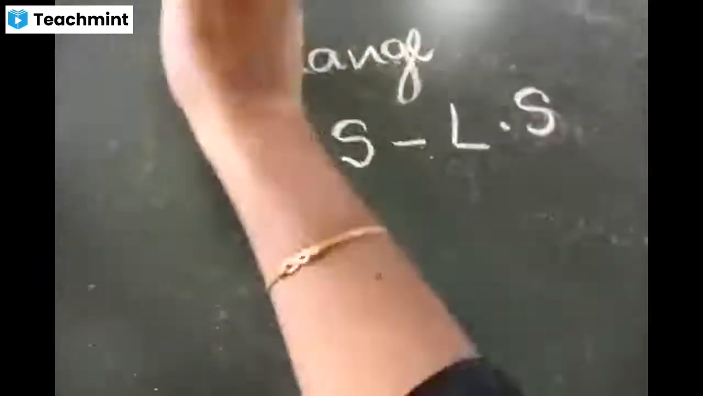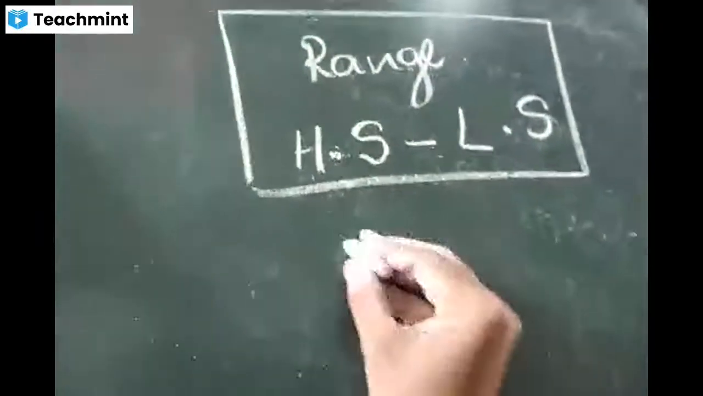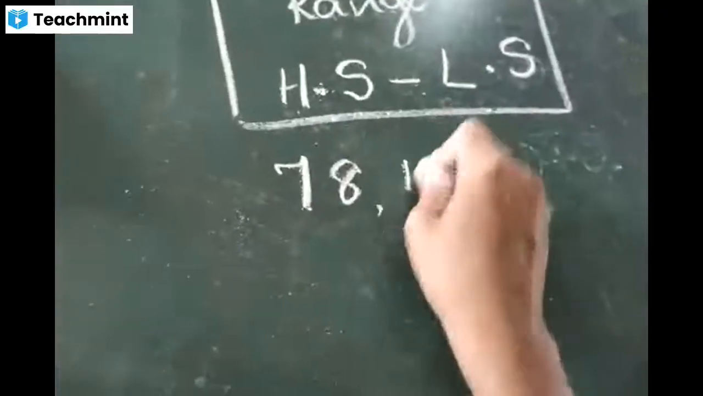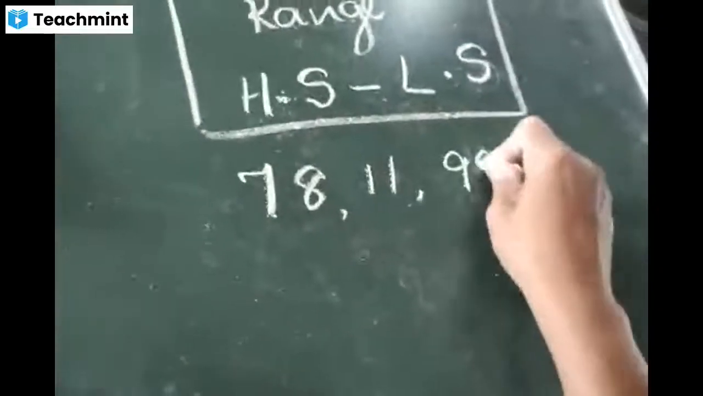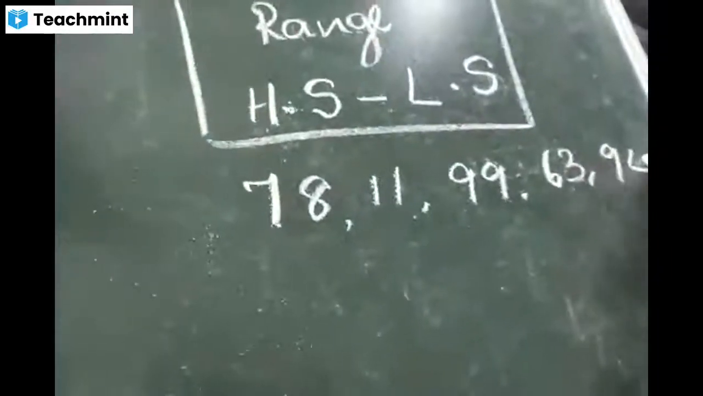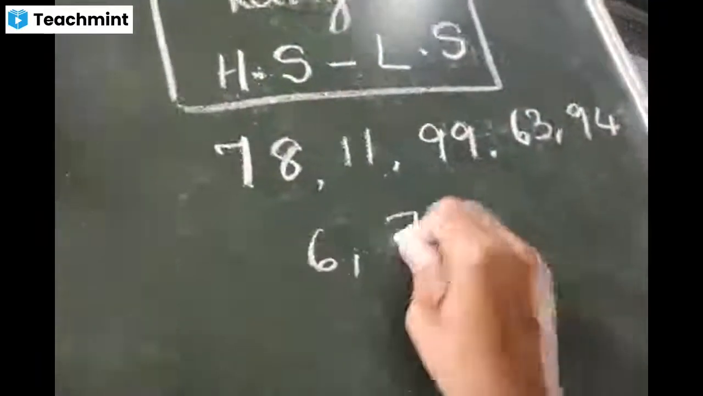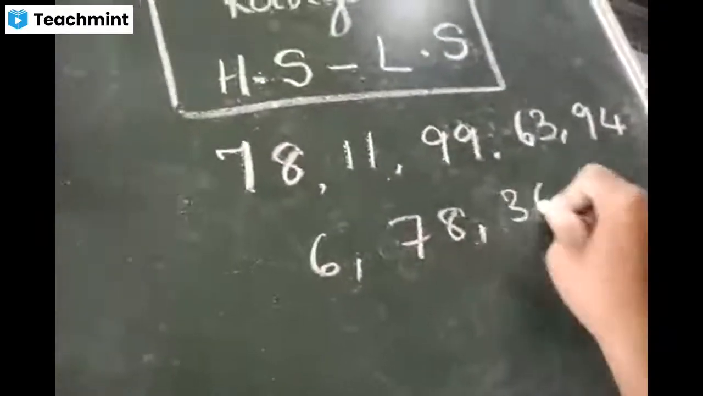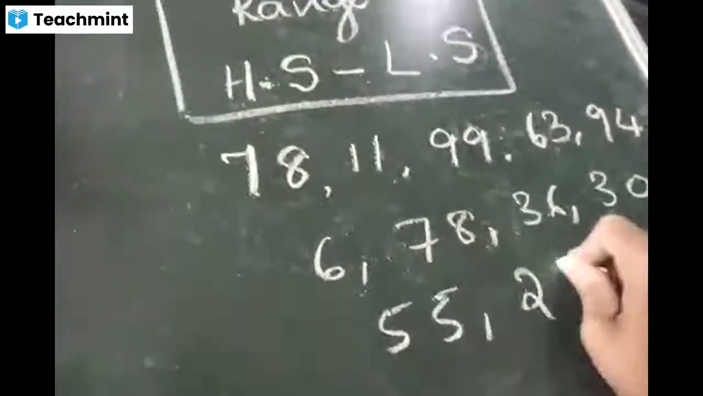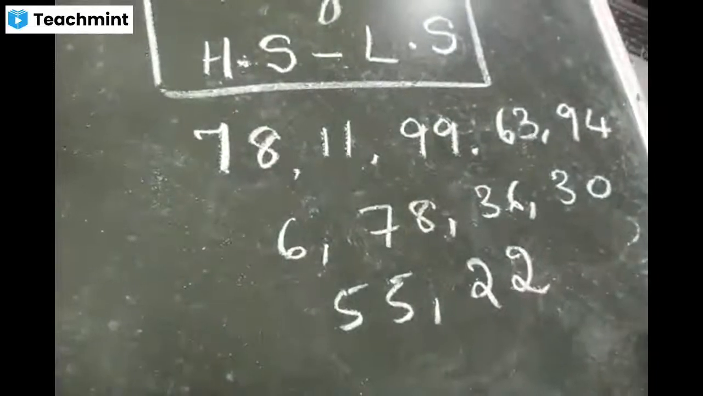Okay, this is about the range. Now our question. The given scores are 78, 11, 99, 63, 94, 6, 78, 36, 30, 55, 22. Now find the smallest number and the greatest number fast.